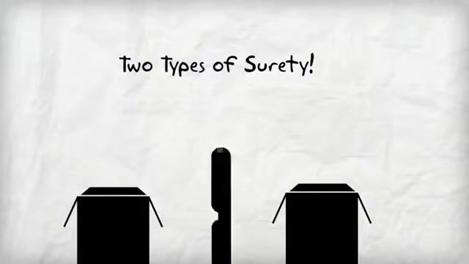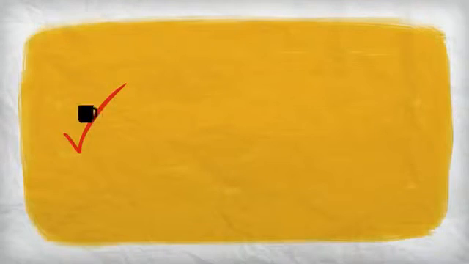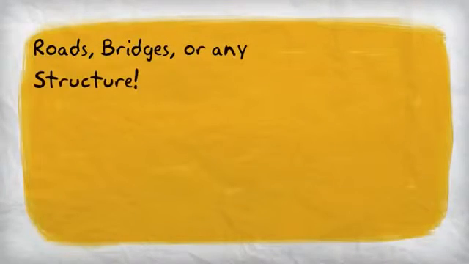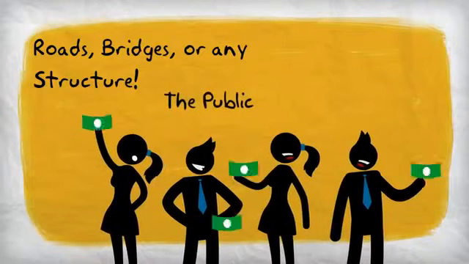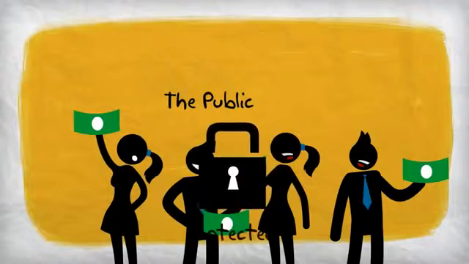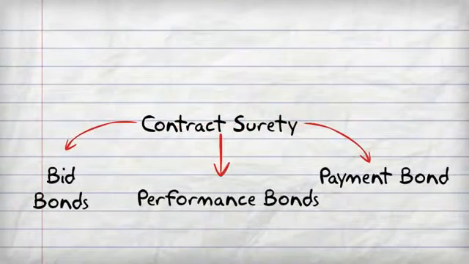Today's modern surety can generally be divided into two types. Type 1 would be a construction contract surety bond. Contract surety involves the guaranteeing of construction-related contracts for building roads, bridges, buildings, or any sort of structure. Federal and state laws require that contracts be bonded so that public funds are protected. Contract surety primarily uses three types of bond forms: bid bond, performance bond, payment bond.